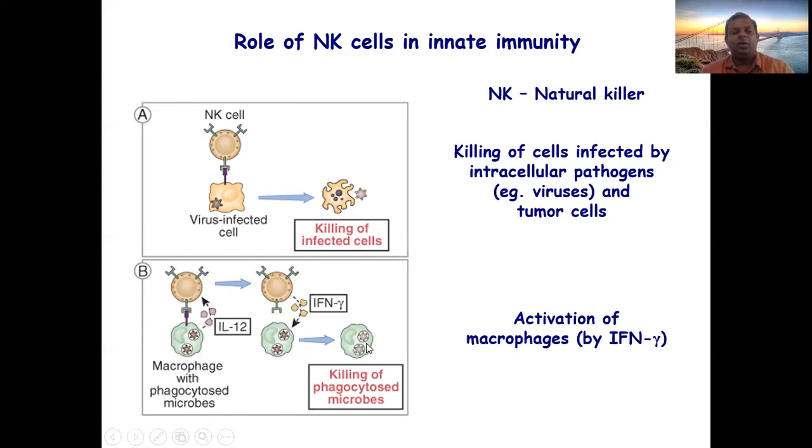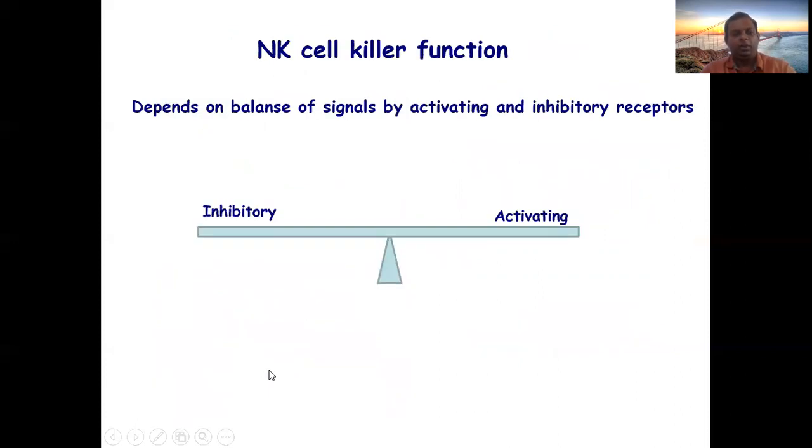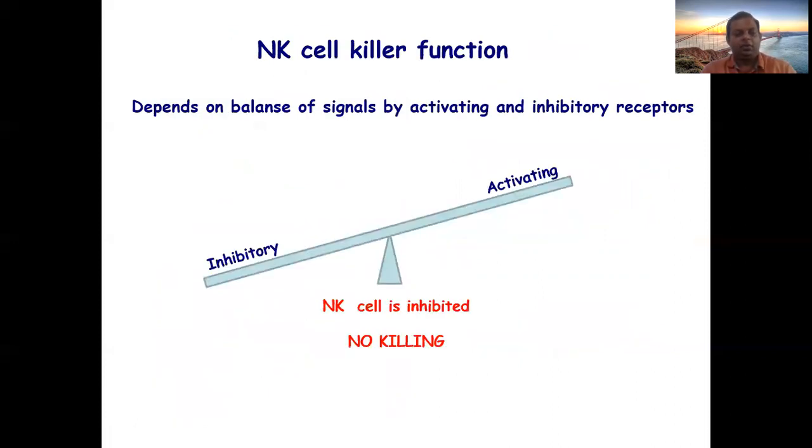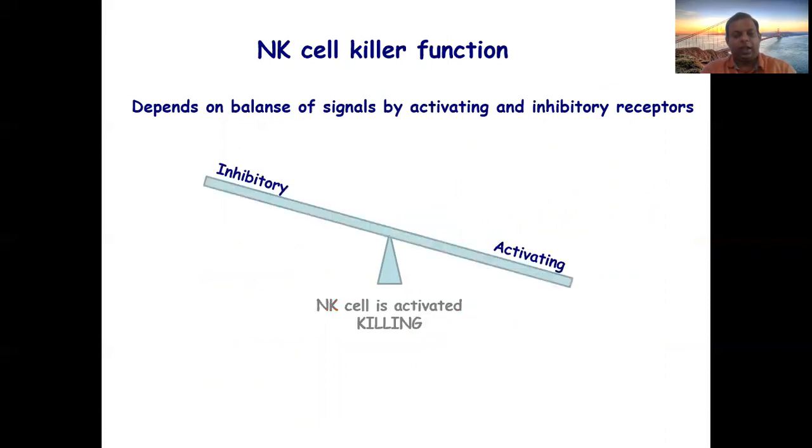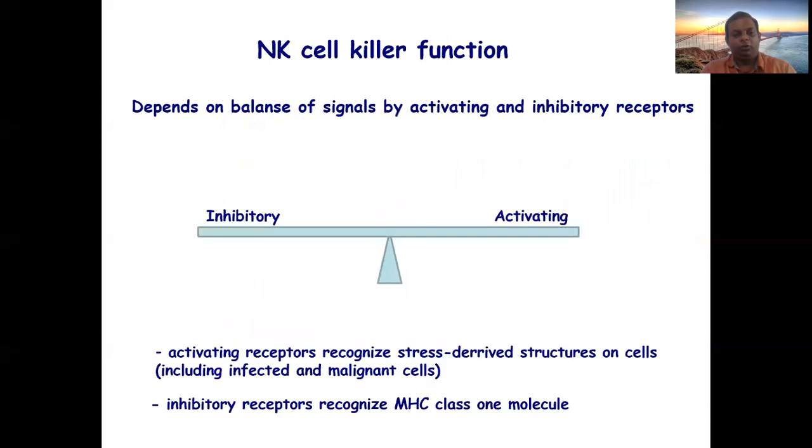There are co-stimulatory pathways that act on each other. Initially macrophages are activated and secrete IL-12, then interferon gamma is secreted by NK cells, which further activates the macrophages and leads to enhanced killing. There is a balance in this. If the inhibitory signal is activated, there is no killing, the NK cell is inhibited. The other way, if the NK cell is activated, now it goes for killing. Always there is a balance. It depends on the MHC molecule.